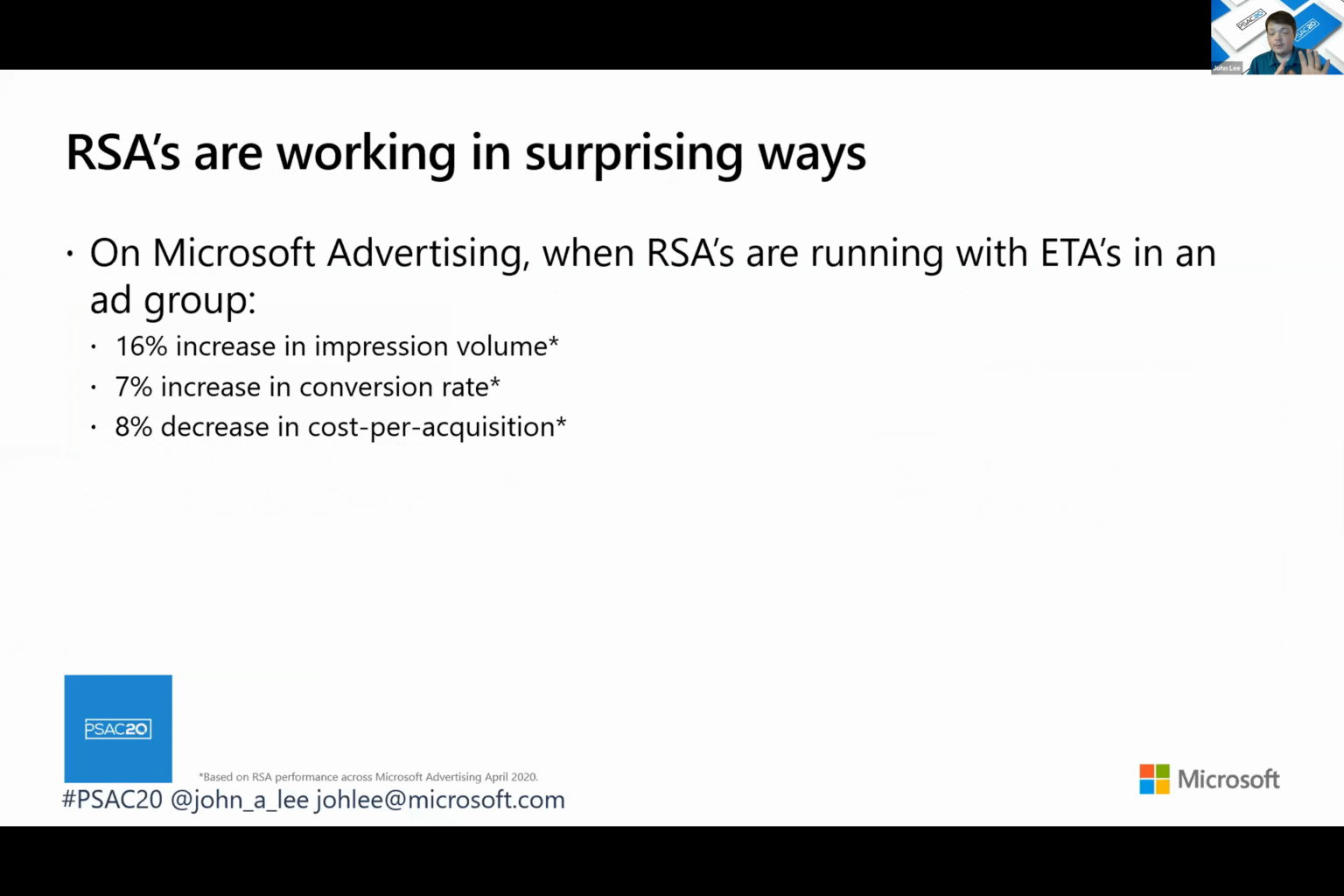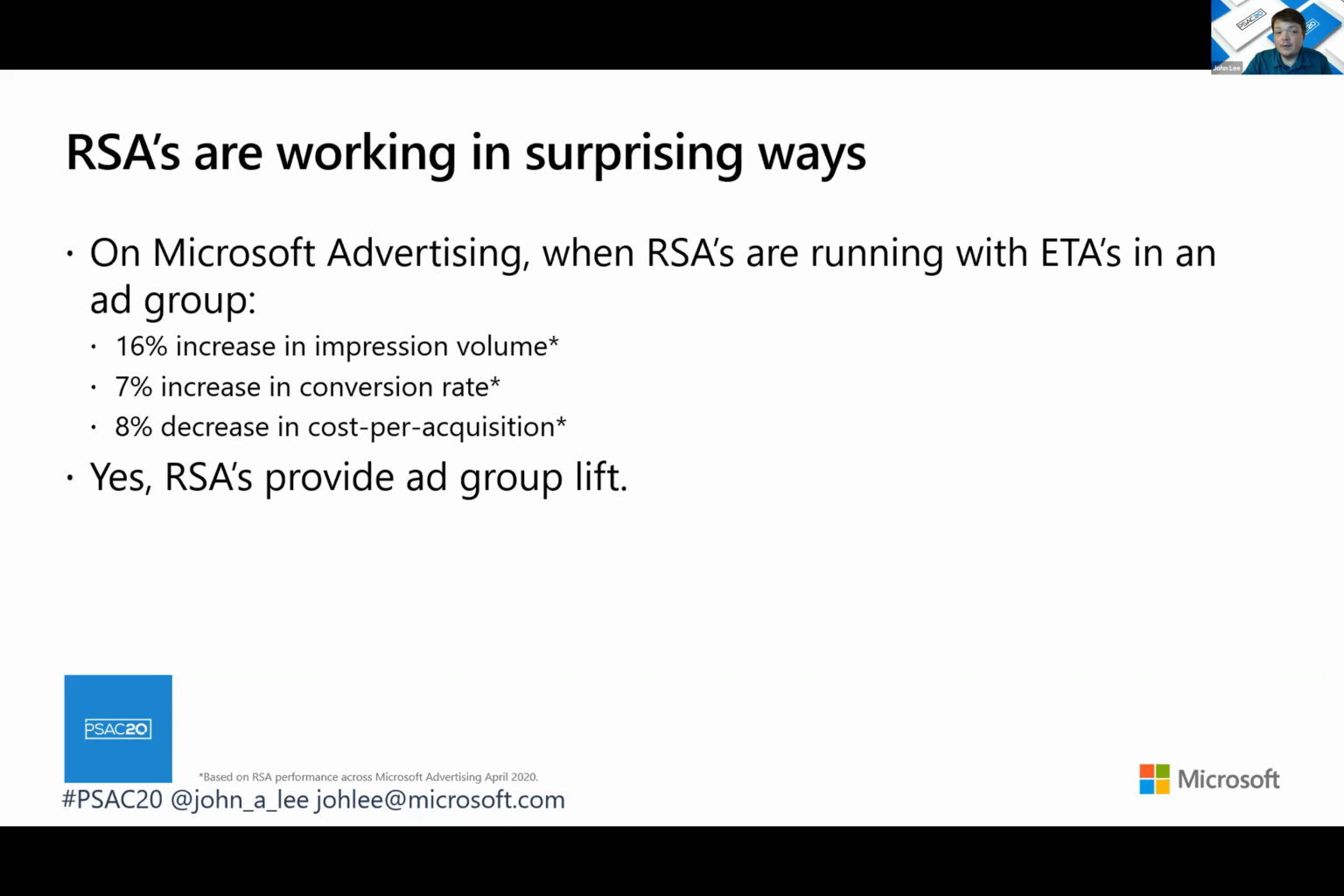So again, this is Microsoft advertising data. When RSAs are running with expanded text ads in a given ad group, we are seeing a 16% increase in impression volume. I got a refresh of this data last week. I'm on the team that discusses this product feature every week. So this data is accurate and up to date. 16% increase in impression volume when they're in place. A 7% increase in conversion rate and an 8% decrease in cost per acquisition. If that didn't just blow your mind, I don't know what will.